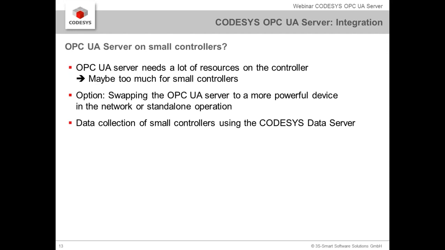And then, in case you have such a separated server, you can collect the data by means of the CODESYS data server from the small controller to the more powerful controller, and then distribute that data in the network to the clients who want to use it.